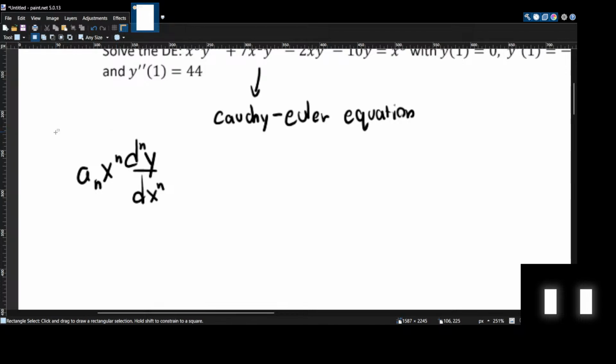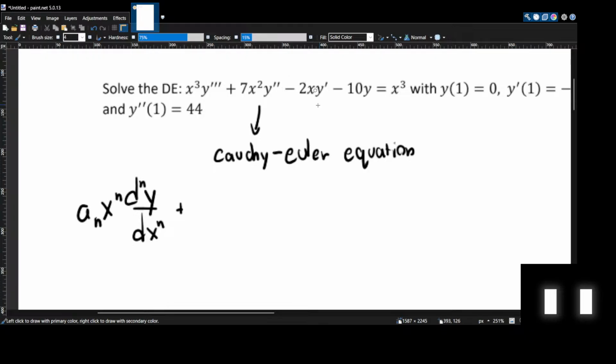Basically, Cauchy-Euler equations are equations that come in the form of the nth derivative of a function y that we need to find.